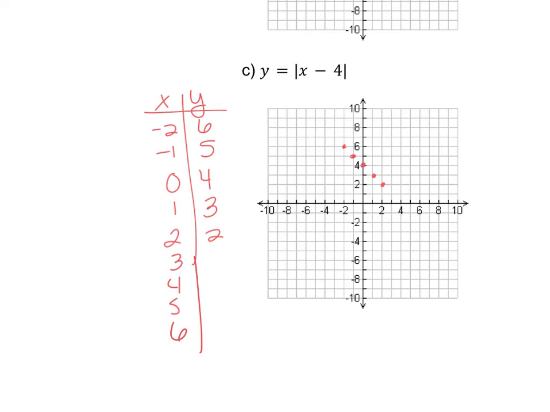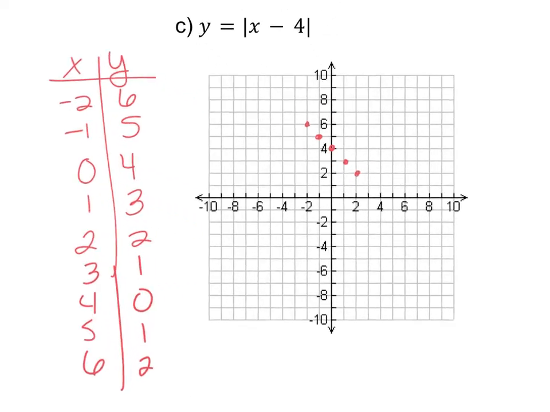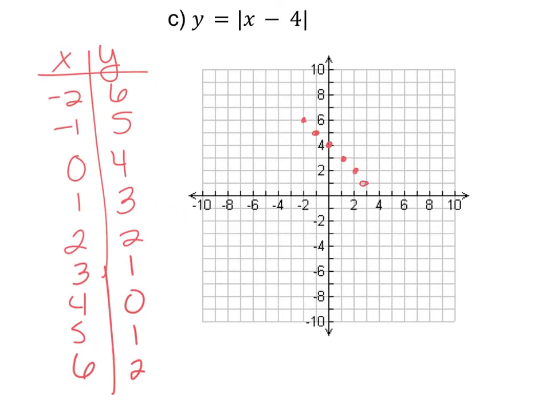Okay, I'll teach you a shortcut so you don't have to pick this many points in the future. But so let's plug in 3. 3 minus 4 is -1. Absolute value of that is 1. 4 minus 4 is 0. Absolute value of that is 0. 5 minus 4 is 1. Absolute value of that is 1. 6 minus 4 is 2. Absolute value of that is 2. Okay, I'm going to plot those few points. So I have 3, 1, 4, 0, 5, 1, and 6, 2.